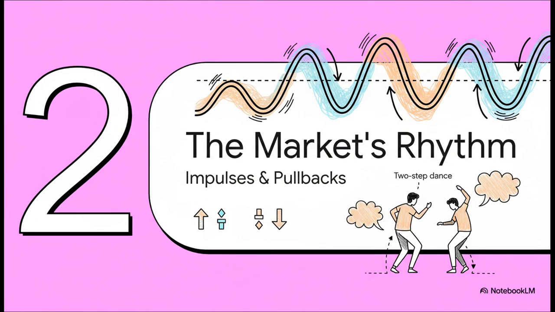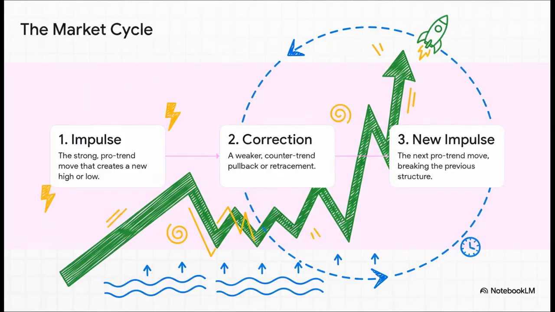Okay, so now let's look at how these trends actually build themselves. See, markets never travel in a perfectly straight line. They breathe. They have this distinct rhythm to them, kind of like a two-step dance of expansion and then contraction. And that dance has three key steps.